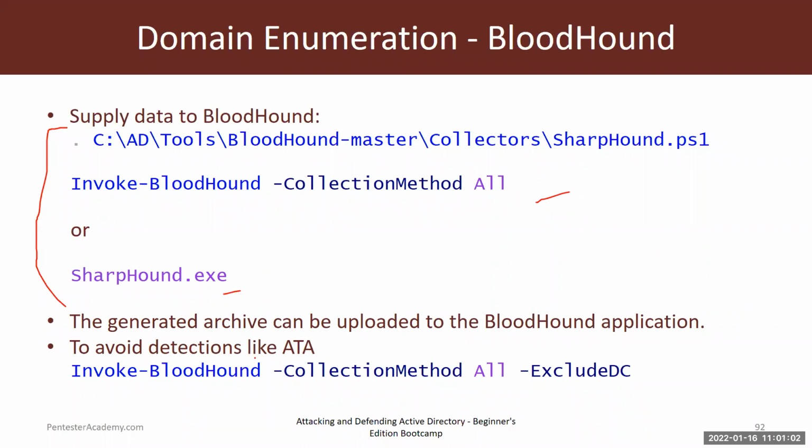To avoid detection using tools like Microsoft's Defender for Identity or ATA, we can use the exclude DC option. If you use the exclude DC option, then certain tests like session enumeration are not run against the DC.